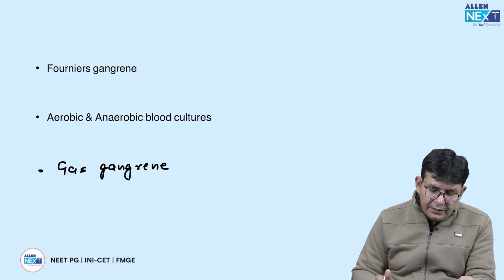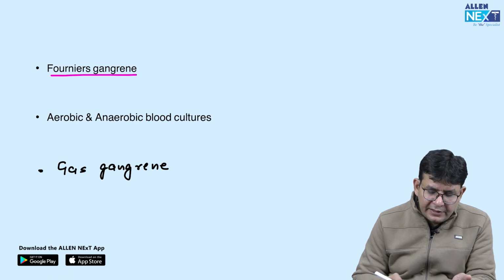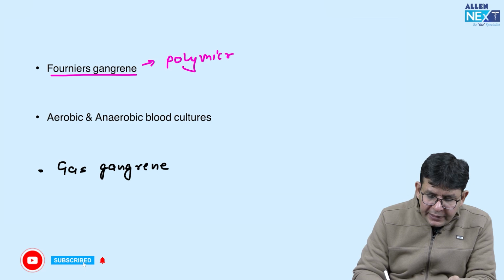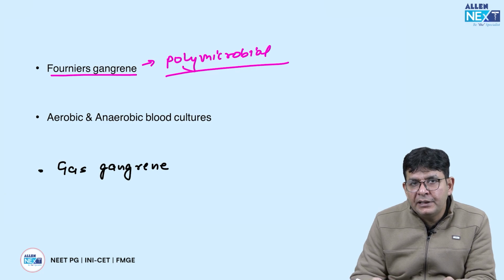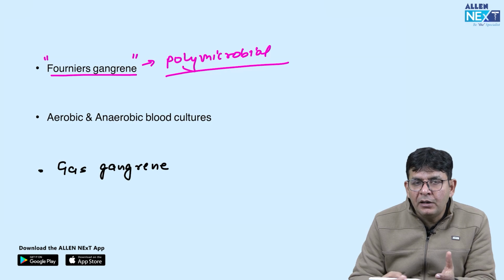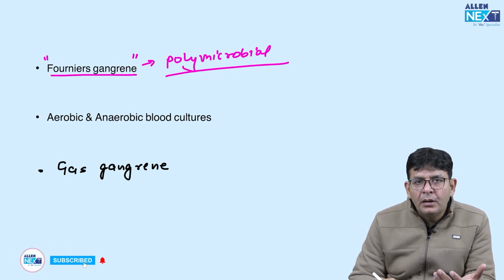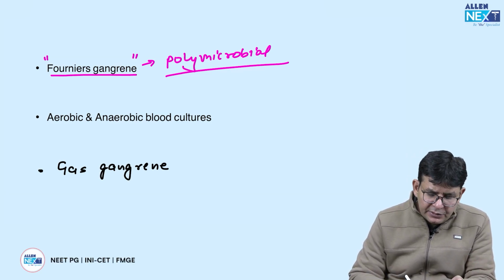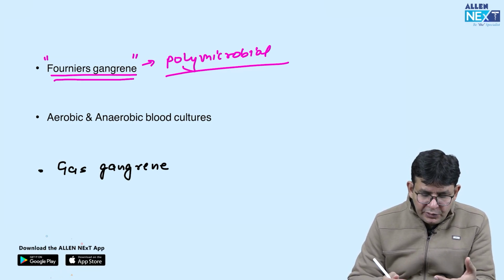Fine. Now, Fournier's gangrene, the gangrene of the genitals, mostly the scrotum. If it is there in the exam, you know that this is polymicrobial. Initially the aerobic bacteria do it, and later on anaerobes take their turn to cause Fournier's gangrene. E. coli is one of them along with the anaerobic organisms, and basically it's a gangrene of the scrotal region, that is, the genitals.